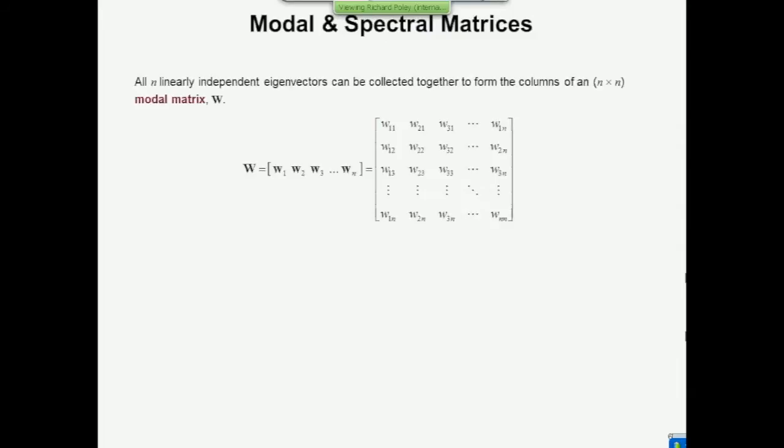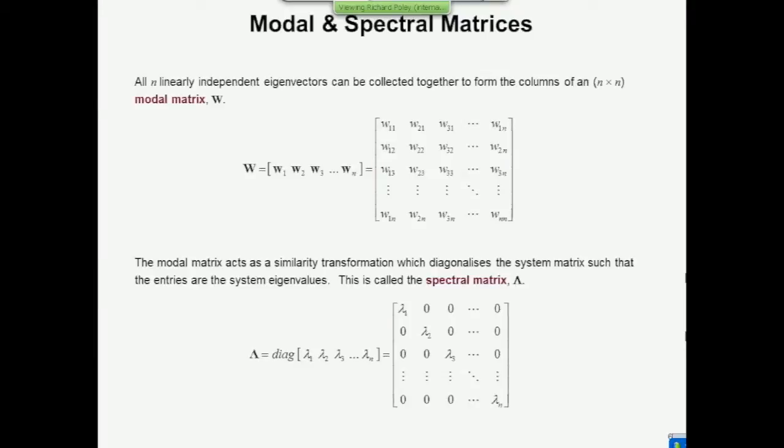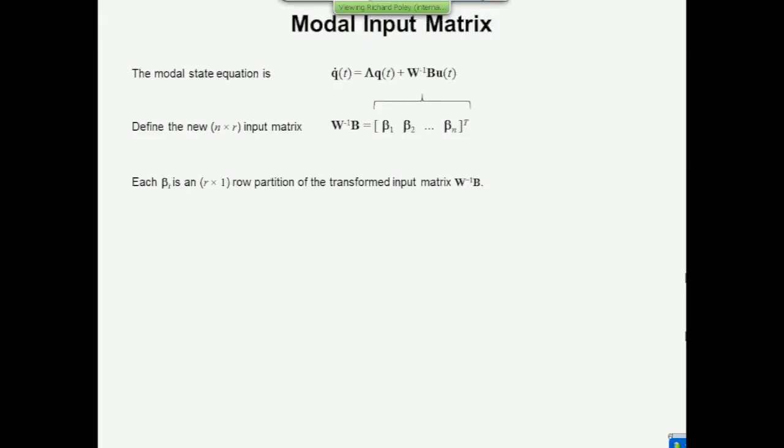So writing these equations, this is how they look. The modal matrix, as it's called, contains in its columns the eigenvectors of A, and the spectral matrix, as it's called, lambda, is a diagonal matrix where the eigenvalues lie along the leading diagonal and all the other elements are zero. So modal matrix and spectral matrix are the names applied to these two. Now the modal input matrix is W to the minus 1 times B. So we plug W into that state transformation formula that I showed you. Lambda I've explained.